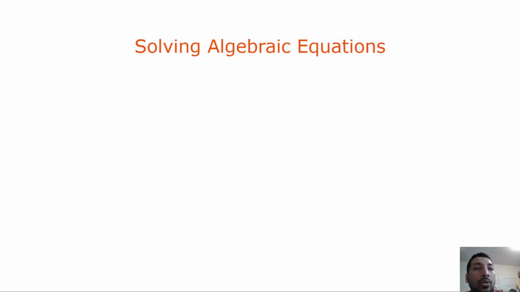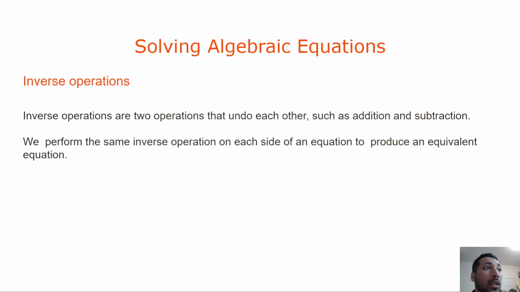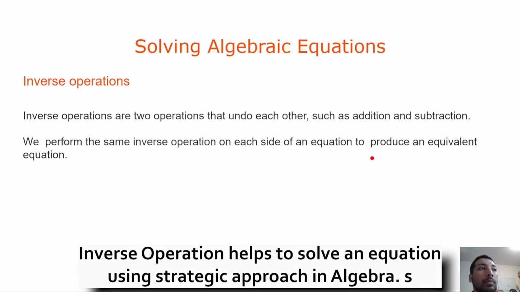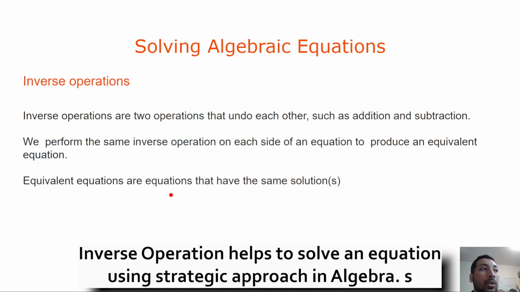Now, how do you actually solve these using algebra? To solve these algebraic equations, we need to use inverse operations. Let me explain this clearly. Inverse operations are two operations that undo each other, such as addition and subtraction. We perform the same inverse operation on each side of an equation to produce an equivalent equation. Equivalent equations are equations that have the same solutions.